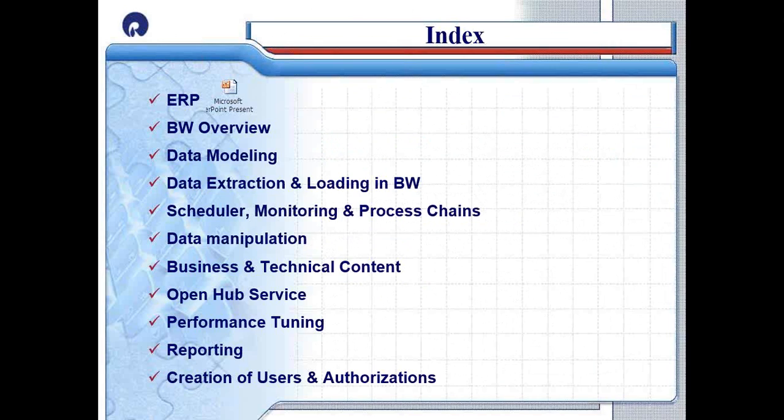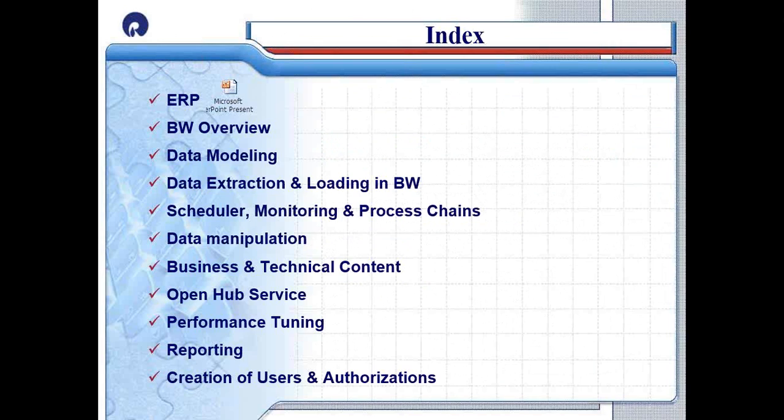So SAP stands for Systems, Applications, Products in Data Processing. In the late 90s or 94, some engineers from IBM created this software. In SAP, we have all the modules based upon the requirement, like the functional modules: sales and distribution, material management, financial controlling, costing. Different functional modules are there based upon their requirement. That is called the functional modules.